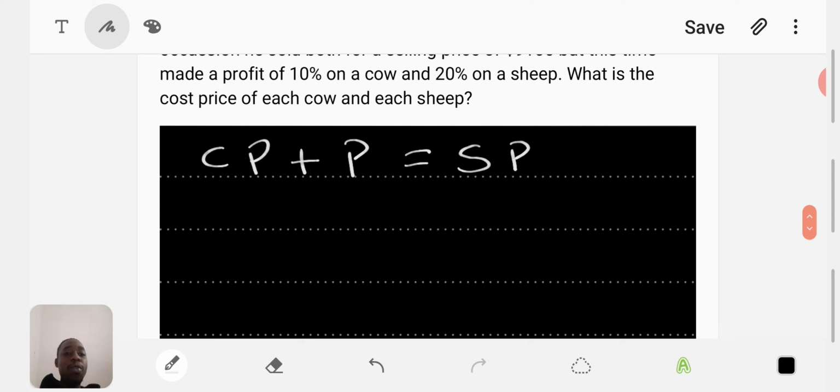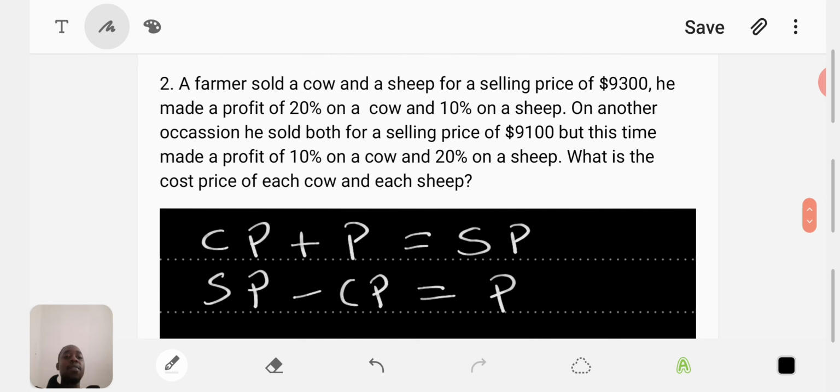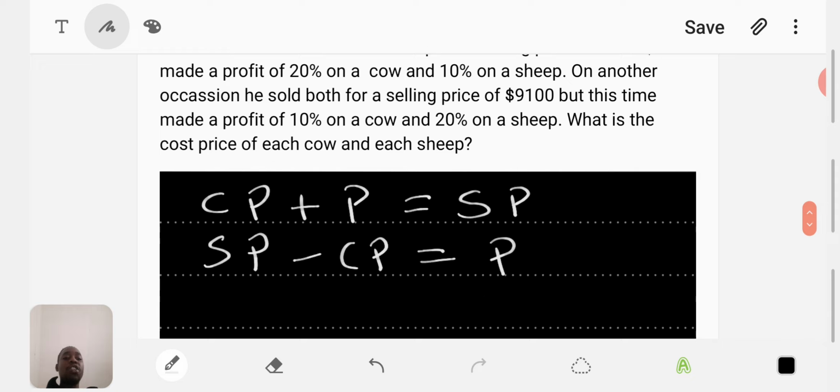The same way, if we are given the selling price and the cost price, to get the profit it will be selling price minus cost price. So this entire thing we're going to do now is going to be based on this formula, and how we're going to come up with our two equations so that we can solve to determine the cost price of each, the cow and the sheep.